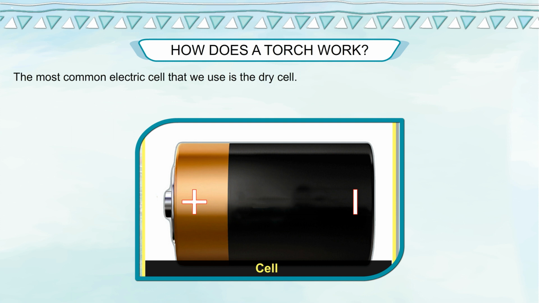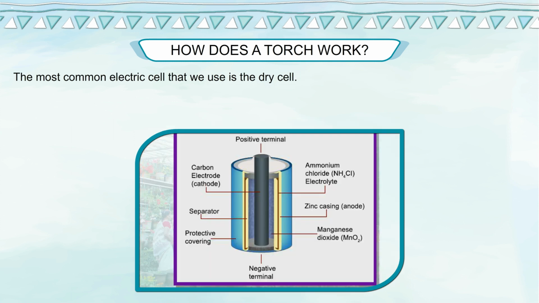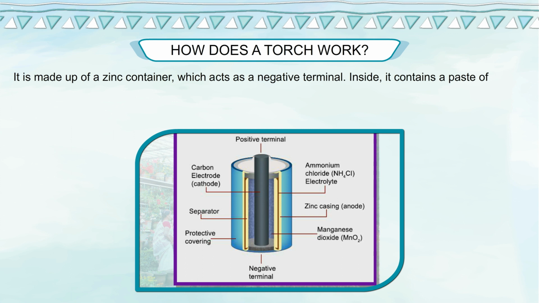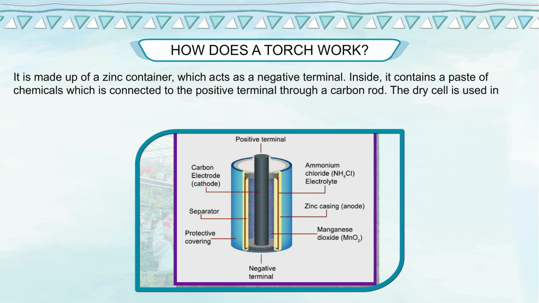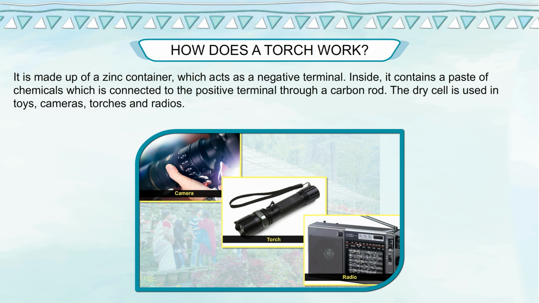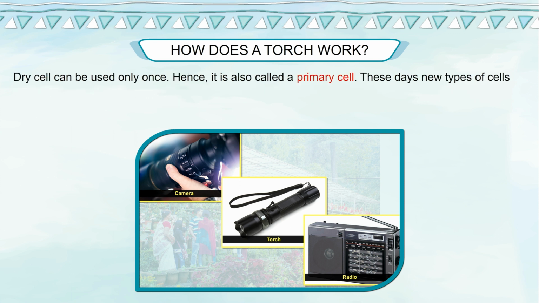The most common electric cell that we use is the dry cell. It is made up of a zinc container which acts as a negative terminal. Inside, it contains a paste of chemicals which is connected to the positive terminal through a carbon rod. The dry cell is used in toys, cameras, torches, and radios. Dry cell can be used only once, hence it is also called a primary cell.